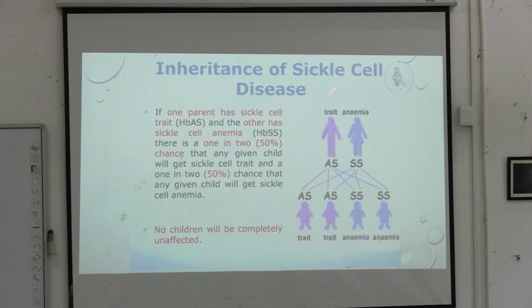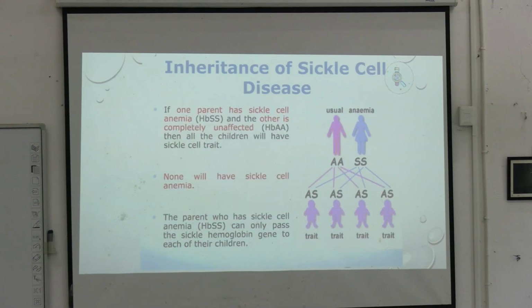Now if one parent is trait and one has sickle cell disease, then 50% of the children will have the tendency of developing sickle cell trait and 50% will have a tendency of developing sickle cell disease. And if one has normal genes and the other has sickle cell disease, then all the children will have the possibility of developing sickle cell trait. So this is how we inherit this disease. It is a genetically inherited type of anemia.